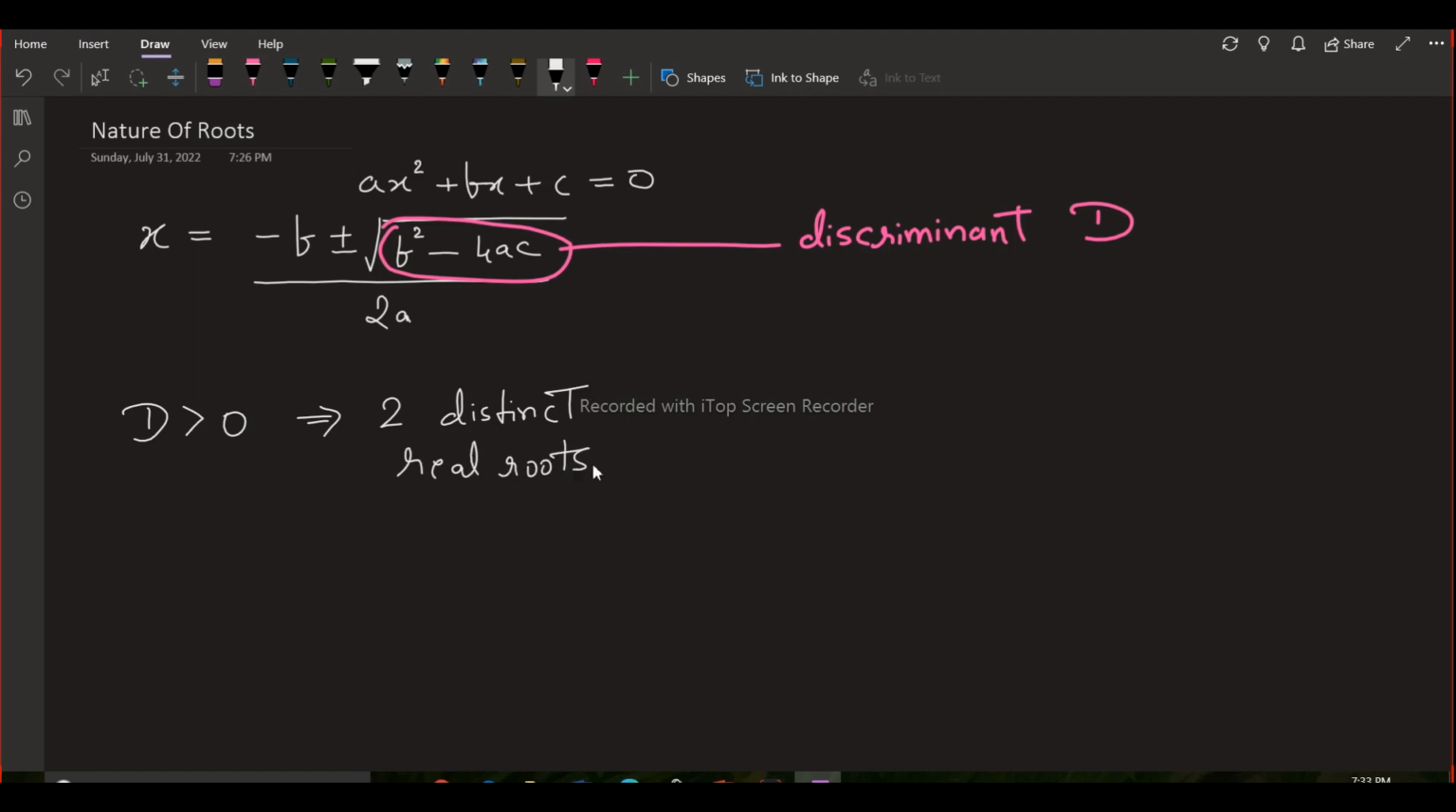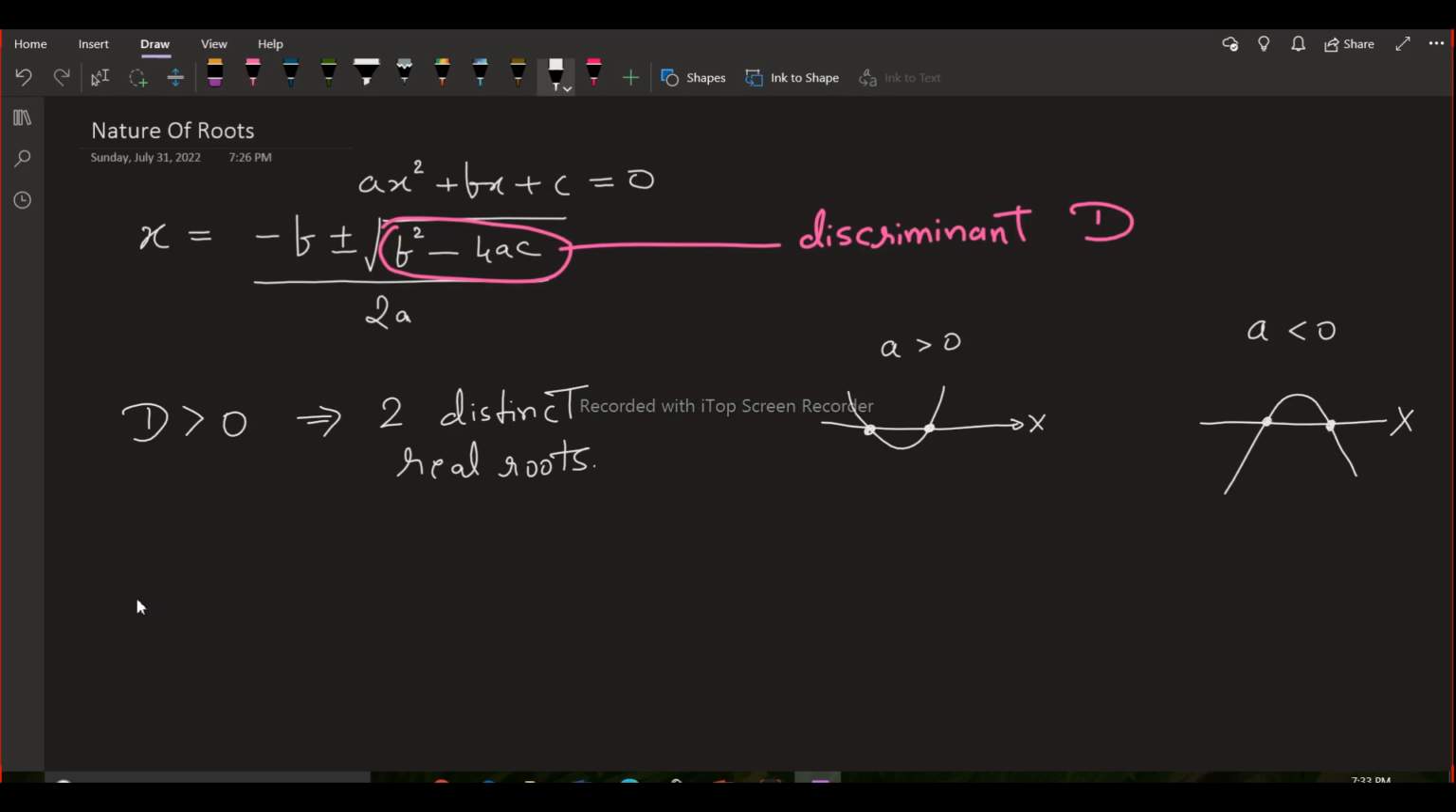And the graph of the quadratic will look something like this. If the leading coefficient is greater than 0, then the graph of the quadratic will be this way, and the x-axis will be somewhere here. So you'll have two roots. These will be your two roots. And if the leading coefficient is less than 0, then you'll have an inverted parabola, something like this. This is your x-axis, and these are your roots. So this is how it will look.